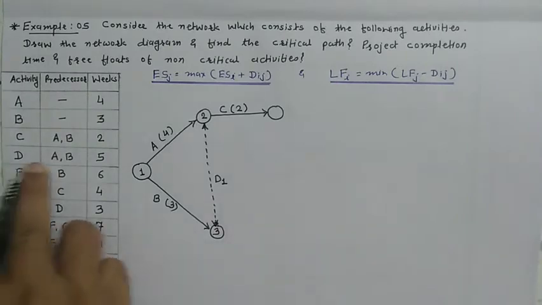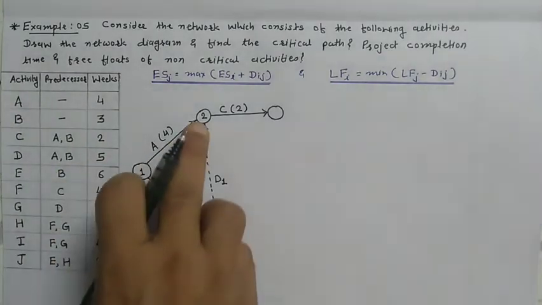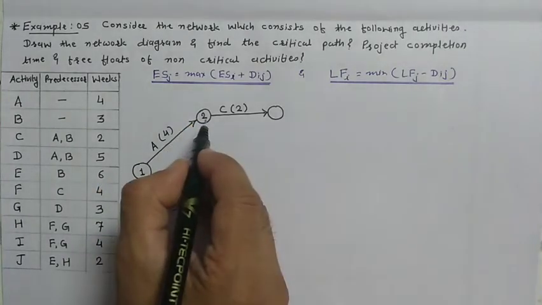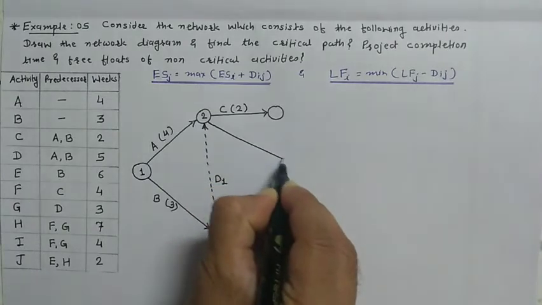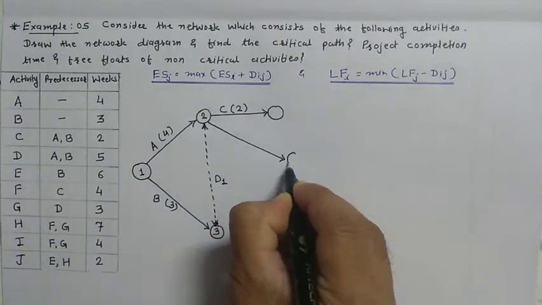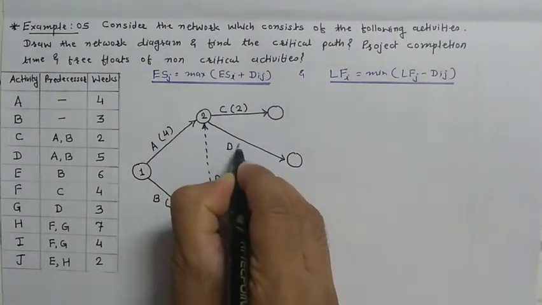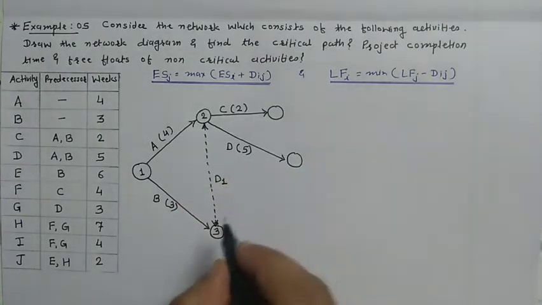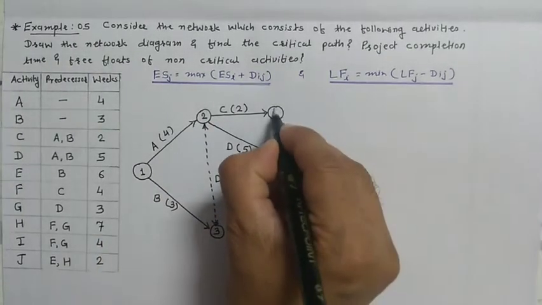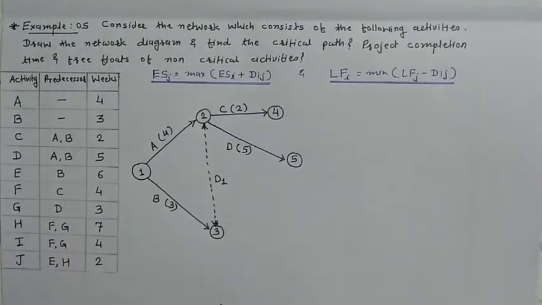Now activity D, again predecessors are A and B. So that can be started over here. The activity D can also be started over here. This is activity D and the duration is 5 weeks. Here we have event number 3, event number 4 and event number 5.